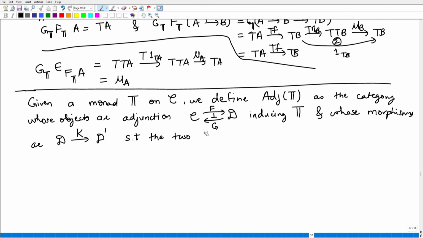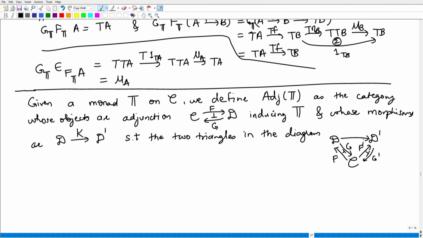That is, the two triangles in the diagram, let me write them properly. So this is C, then this is D prime. So C to D there is F, then there is G, then there is F prime, there is G prime. This is a left adjoint, this is a left adjoint. So functors from D to D prime which commute. Okay, so what does that mean? K composed with F is equal to F prime and G prime composed with K is equal to G.